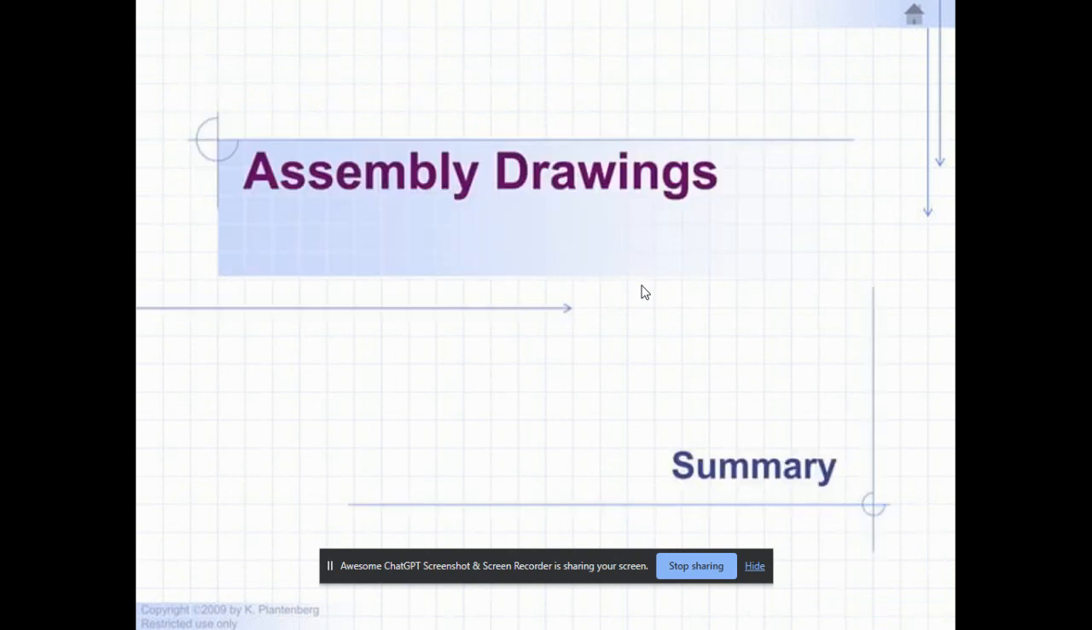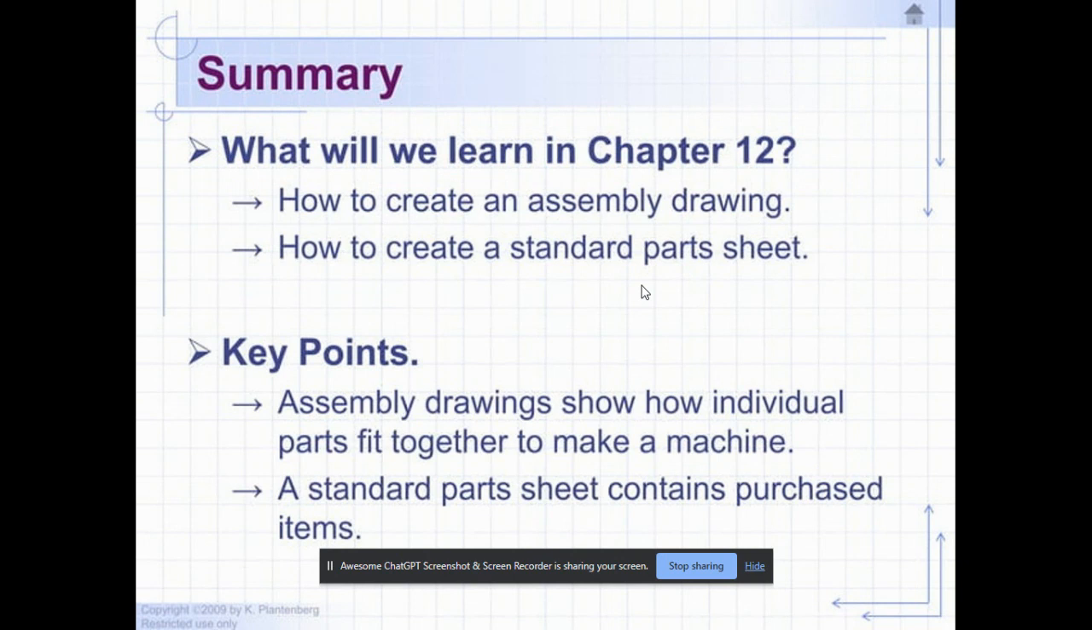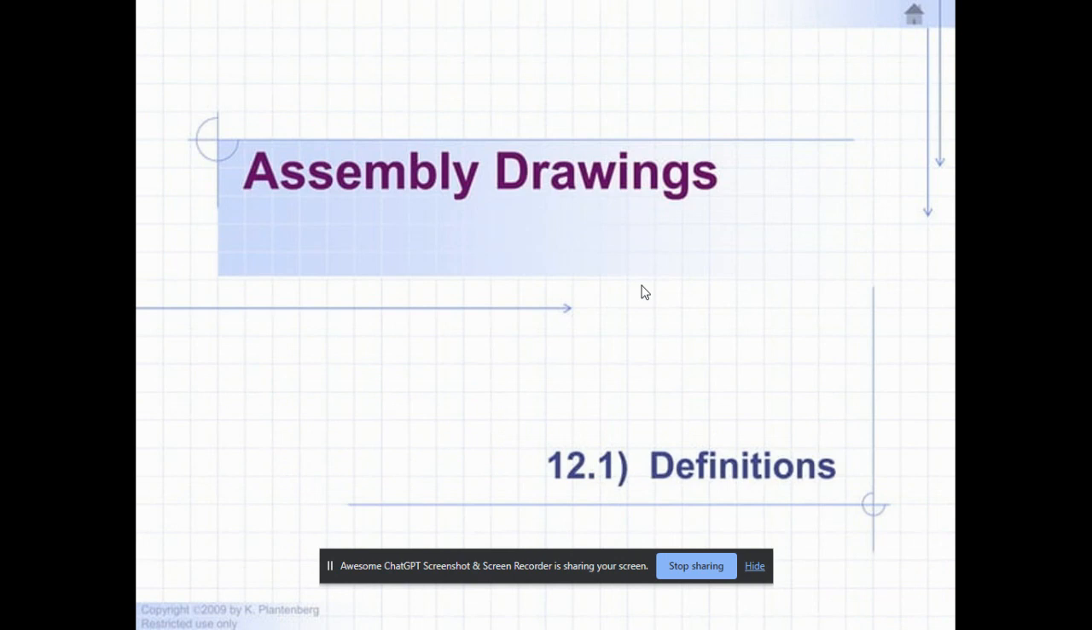So in assembly drawing, there are some key points that we need to take note of, and there are two of them. The first one is that an assembly drawing basically shows how the individual parts fit together to make a machine. So anytime we talk of assembly drawing, the goal is to ensure that the individual parts that are given to you, you have to bring together to form a complete machine or a system. And also to include a standard part sheet that contains the purchase items. So these are the key points that students need to take note of in assembly drawing.